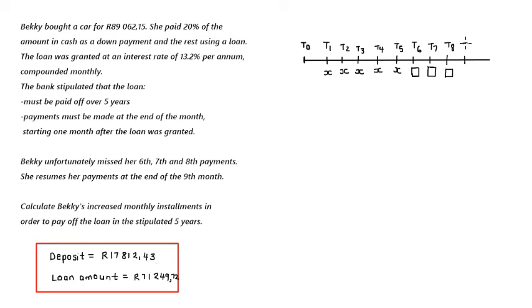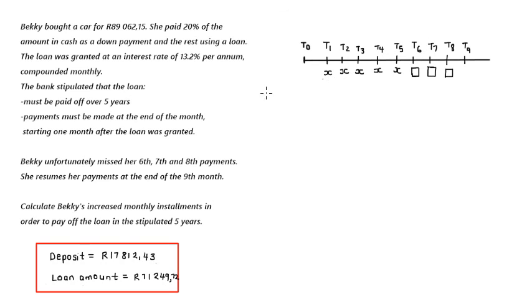Then she's going to resume her payments on the ninth month. And now this is going to be some increased amount, because they're going to charge her interest for all of these missed months, so for these 3 months that she missed.